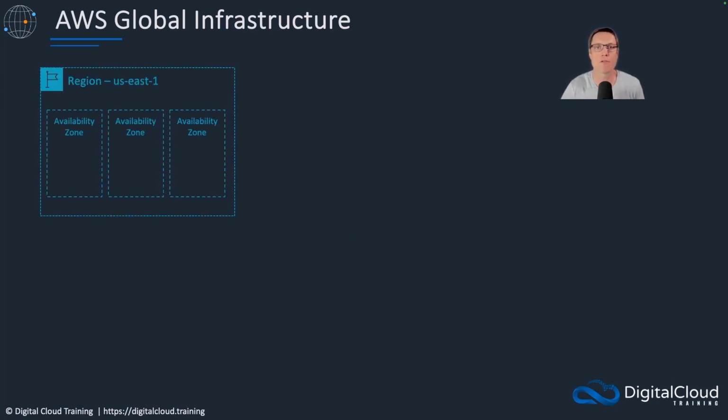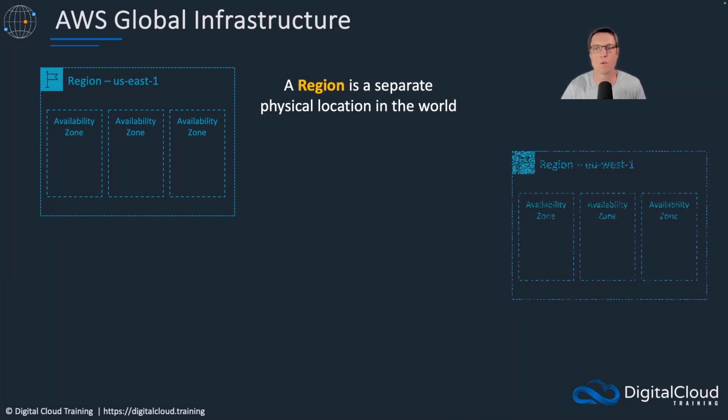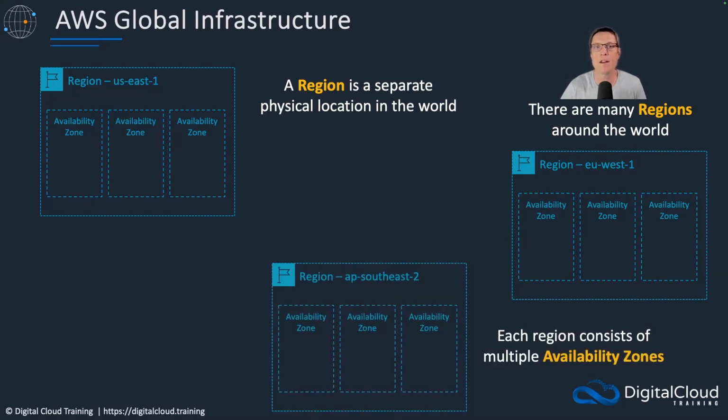So firstly, we have regions. The regions are separate physical locations around the world. Now, there are lots and lots of regions around the world, and the list is growing all the time. Within each of the regions, we have multiple availability zones, usually at least 3. Sometimes there's more than that. For example, US East 1 has 6 availability zones at the time of this recording. All of those numbers can always change.